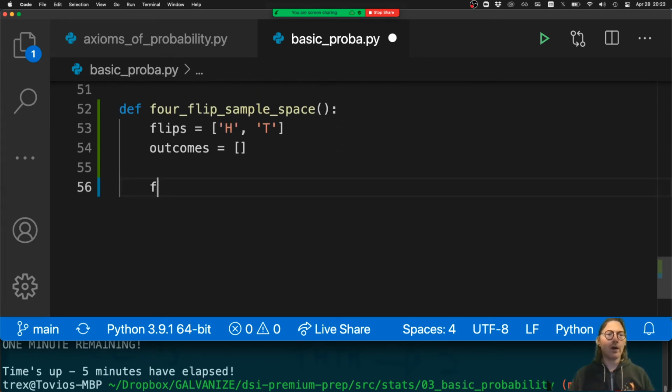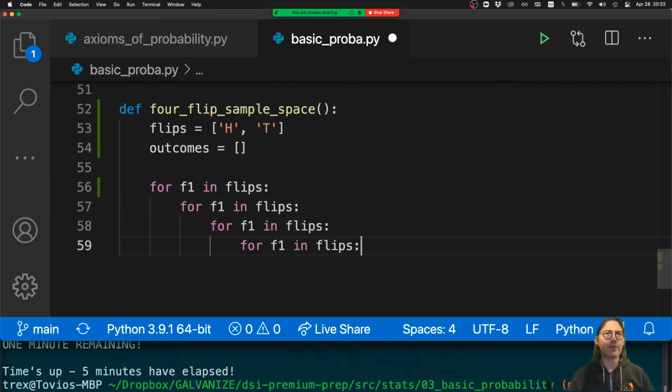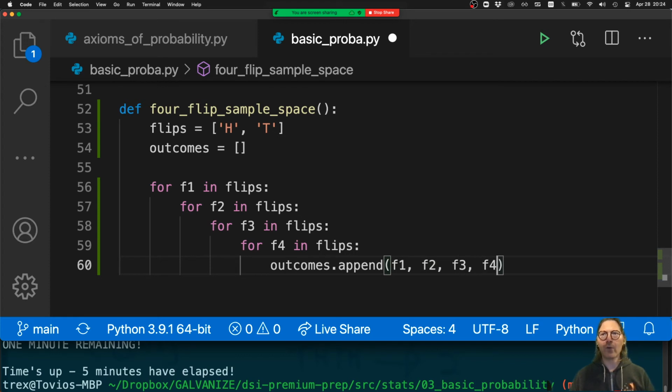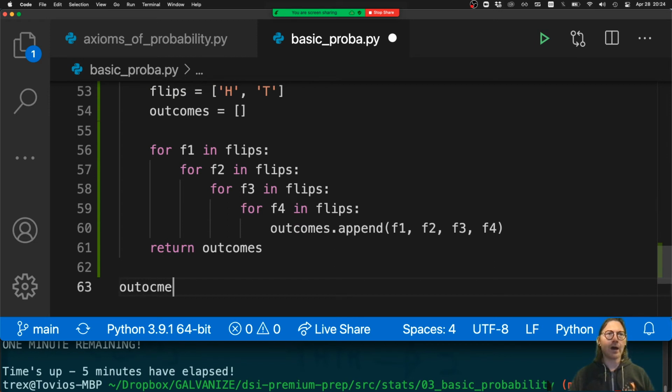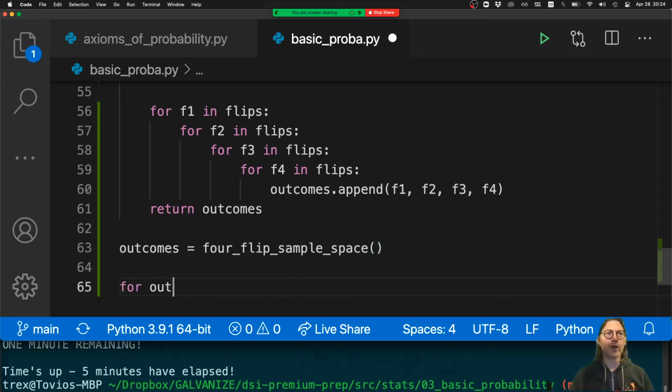So for F1 in flips, and then we can do F2, F3, F4, and I can do outcomes.append. That's going to be F1, F2, F3, and F4. That's all we need to do to construct those outcomes. So there we go. I'm going to say outcomes gets four_flip_sample_space. And then I can iterate through this like so: for outcome in outcomes, we can print the outcome.